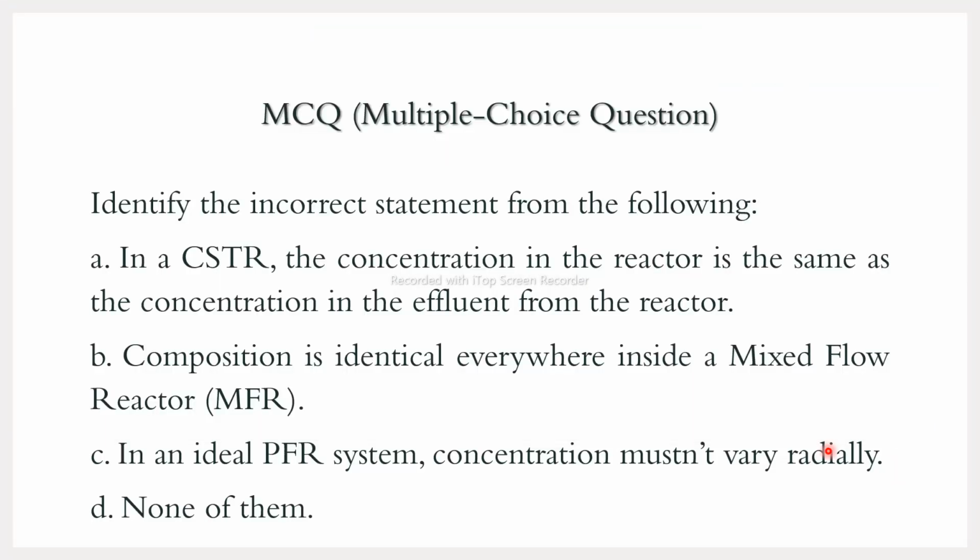Okay. So the thing is that option D, none of them, is the correct answer. Actually all of these statements are correct: option A, B, and C. I thought some people who have studied it would say C is the incorrect statement, but nobody made that mistake. And Archana said it correctly. All of these statements are correct because CSTR and PFR are almost the same thing, and the composition is identical everywhere inside the MFR or CSTR reactor. Now you can look at the third statement also. In an ideal PFR system, concentration must not vary radially, and it should vary axially, right?